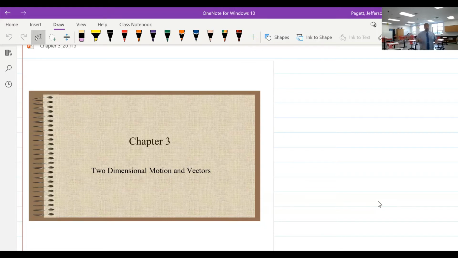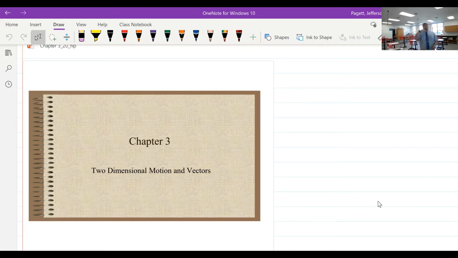In Chapter 3, we're going to be taking a look at objects that move again. We're going to be describing that motion, but now we're going to take the giant step instead of just moving forward and back, so in a straight line. Now we're actually going to take a look at how things can turn. But in order to do that, we need to take a look more closely at this concept called vectors.